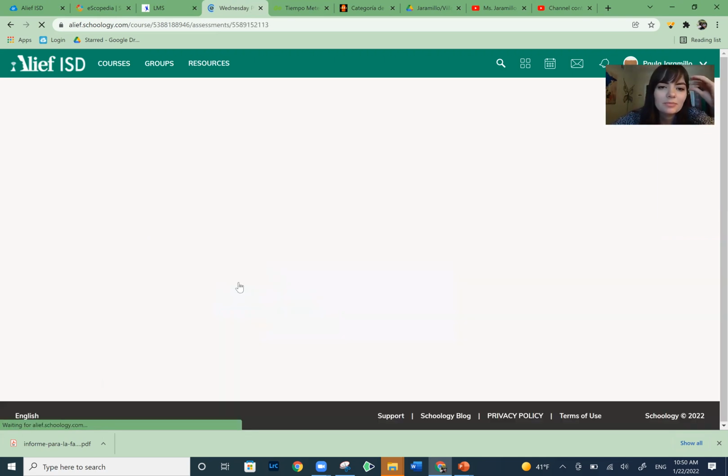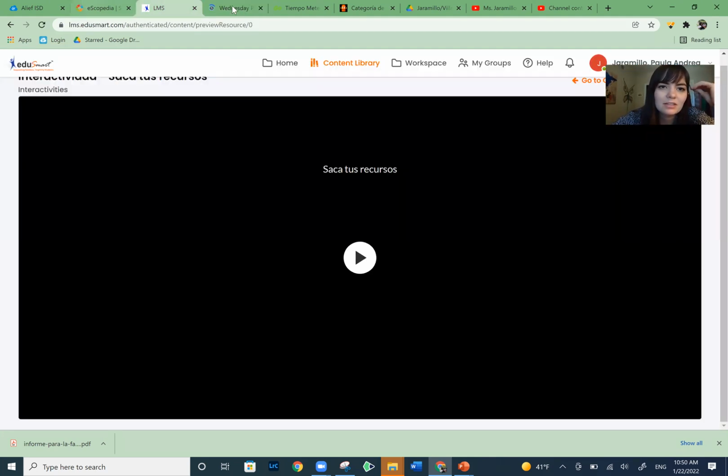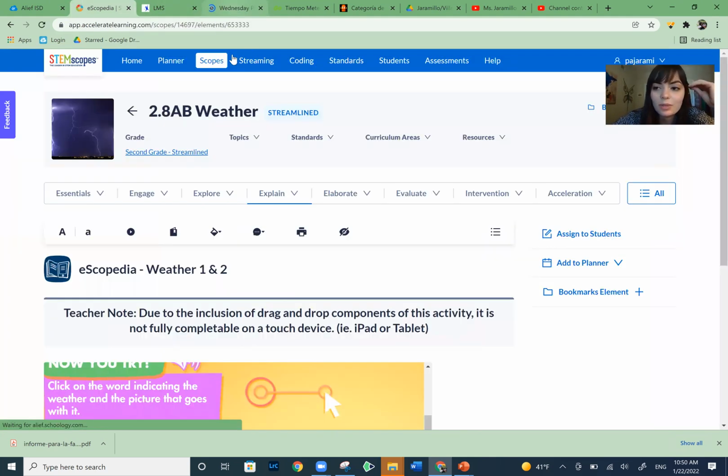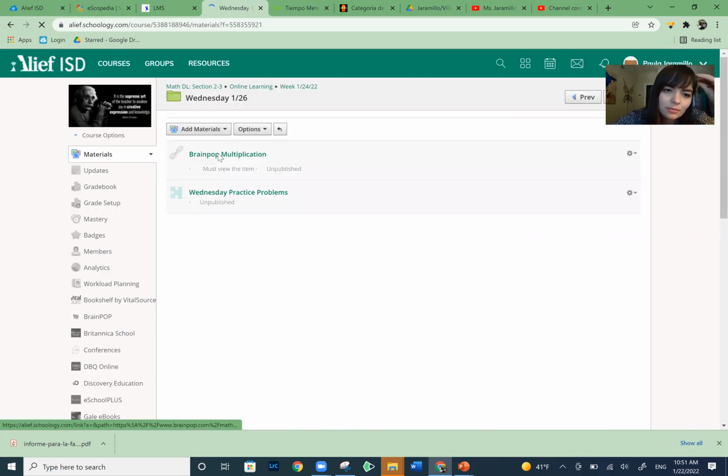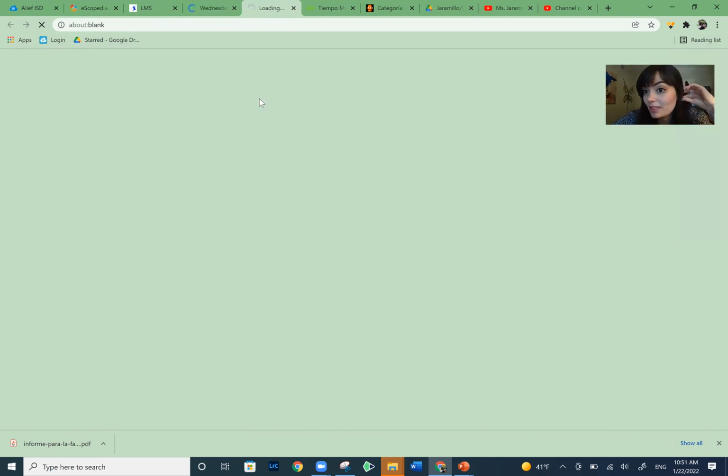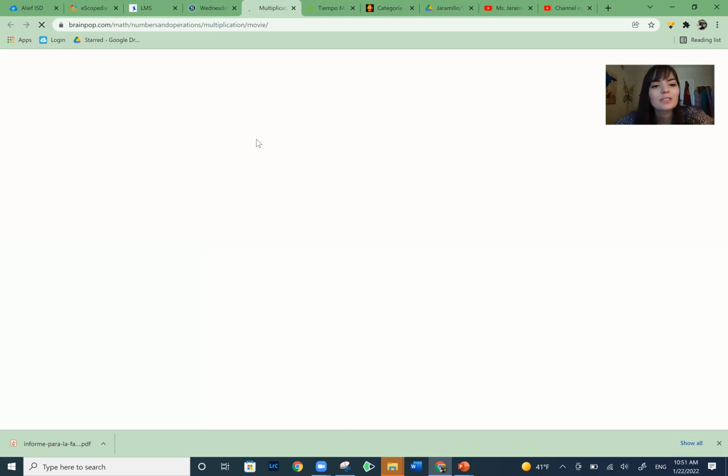Primero, se me olvidó decirles, antes de hacer la tarea, tienen un Brain Pop, como les puse ayer. Tienen este Brain Pop, multiplicación. This time, it's a little more advanced because I think you can do it. This time, it's going to be Tim and Moby and not Annie and Moby.